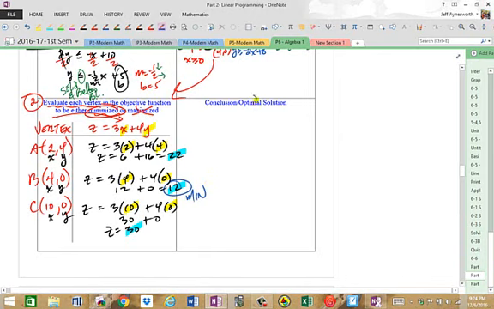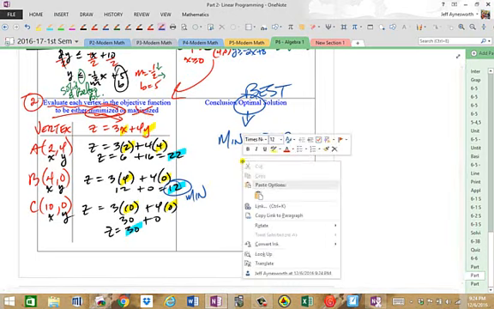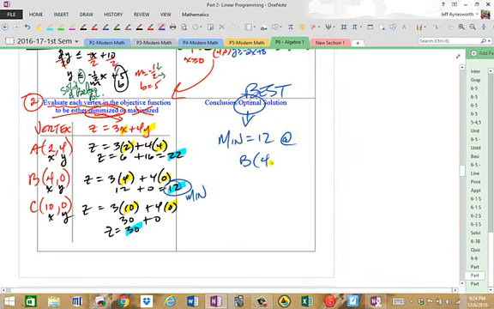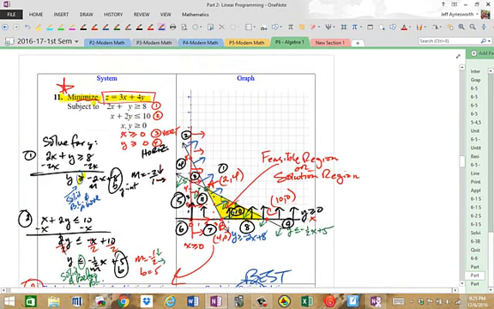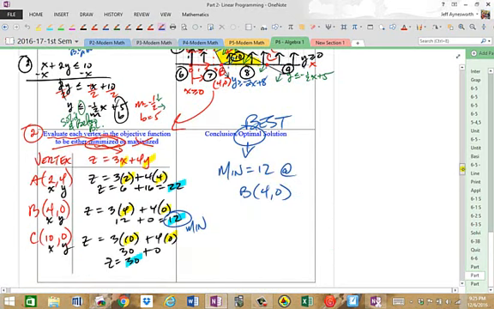So my optimal or best solution, optimal meaning best, is the minimum, which is 12 and occurs at point B at 4 comma 0. So my best or optimal solution is point B, and it gives me a minimum of 12. If I wanted to maximize, I would choose A because that gives me 22. But this problem, if you read it up top here, says minimize. Okay, you have to read the problem.